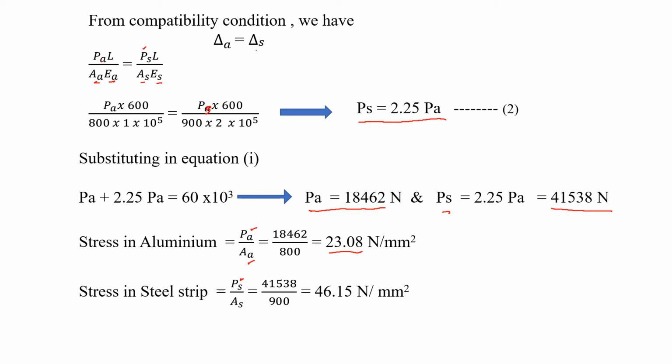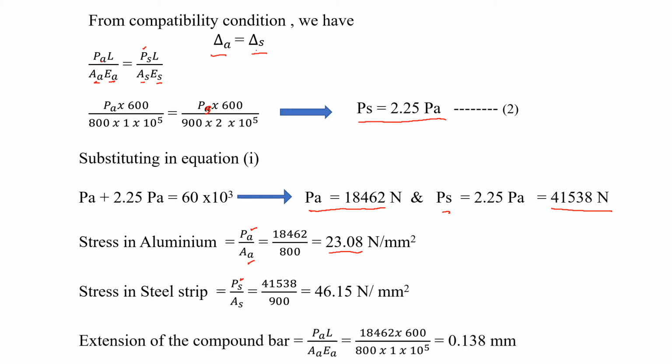In the question it is also asked to find out the total extension. Extension of aluminium is same as extension of steel. So we can substitute in either of these equations, PAL by AAEA or PSL by ASES. Both will give the same value. Then the extension of the compound bar, substituting in the corresponding values, we will obtain the value as 0.138 mm. This is the way in which we have to deal with statically indeterminate systems.